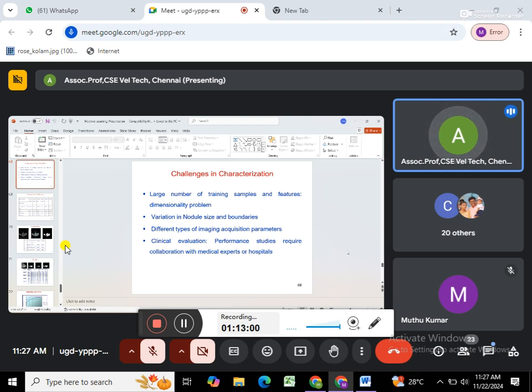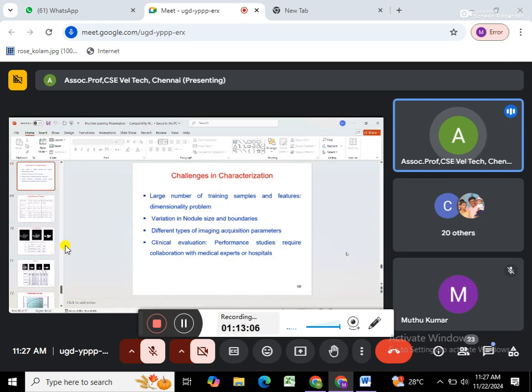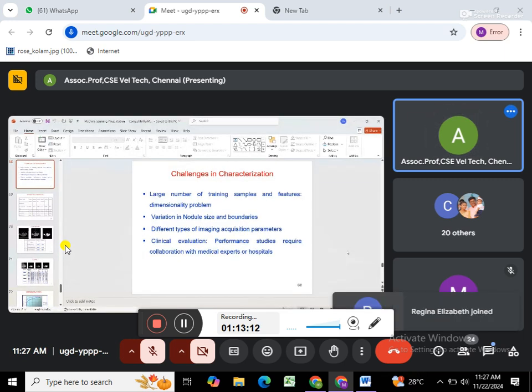And some of you, of course, are doing research with respect to medical imaging. This particular session will be very much useful for you, right? That kind of thing we are going to take into account. Any questions or queries for you?